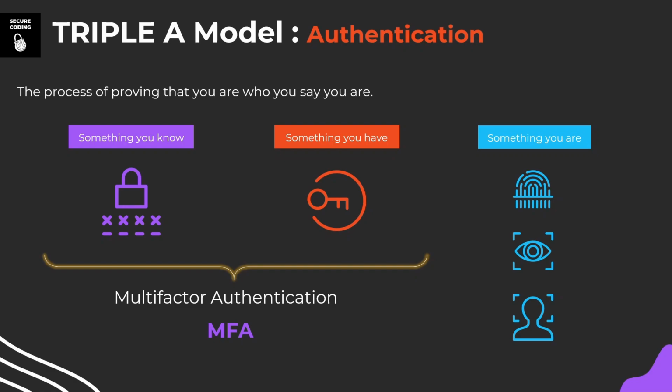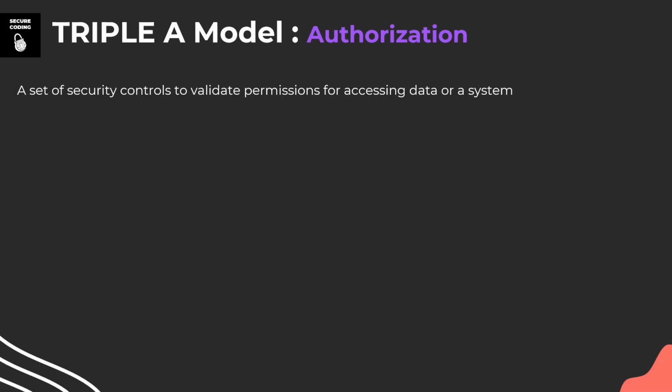It's like adding extra locks to your front door. The more locks there are, the harder it is for someone to break in. Moving on to the second A, and here we have authorization. So, while authentication is all about proving who we are, authorization takes it a step further and determines what we can do. So we can define authorization as a set of security controls that check if you have the right permissions for accessing data or a system.